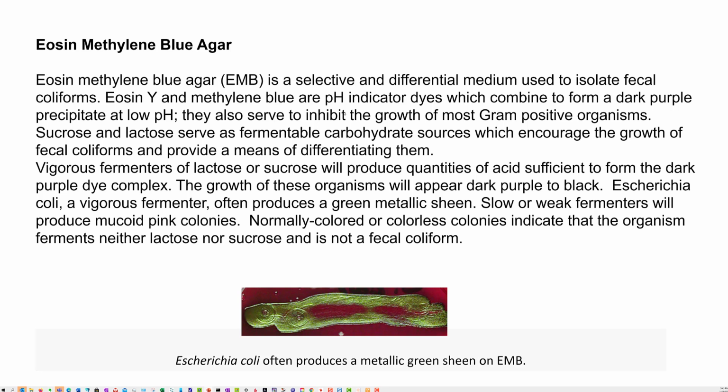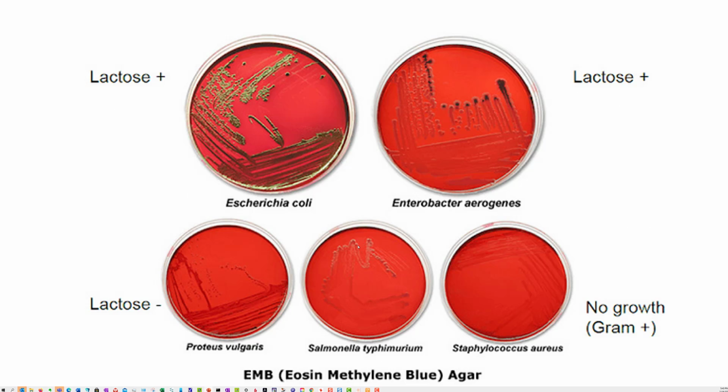Eosin Y and methylene blue are pH indicator dyes that combine to form a dark purple precipitate, which is sort of a greenish sheen. It's really cool on a plate. I like to do it just for the cool factor. Sucrose and lactose serve as the fermentable carbohydrates, and you can see these vigorous fermenters very nicely on these.